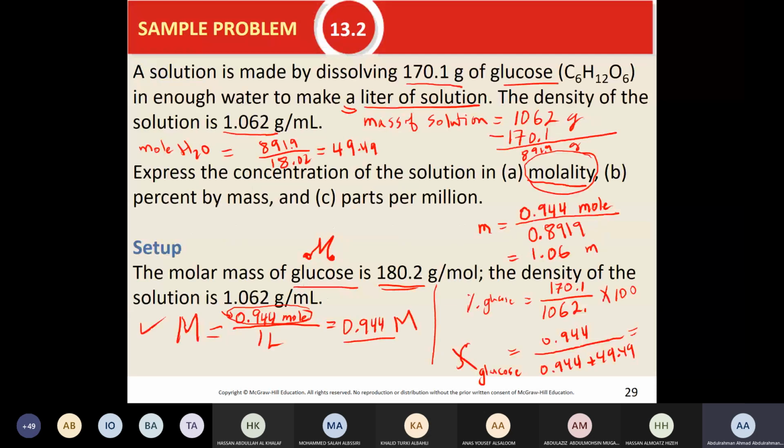Oh, he said here ppm, parts per million. Sorry, I did not talk about it, but yes, I'll talk about it right now. What's the mass percent? Mass of solute divided by what? Mass of solution, total mass, times what? 100.